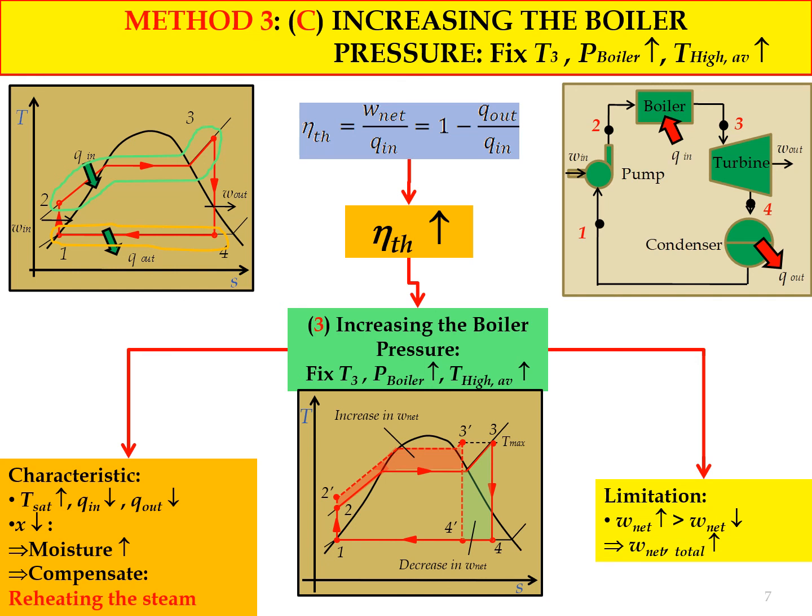And for this process, we have limitations, since if we increase the average pressure of the boiler, which increases the work net, colored in the red shaded area there, it should be higher than the work net decreased, which is shaded in the green color. So the total work net should be higher.